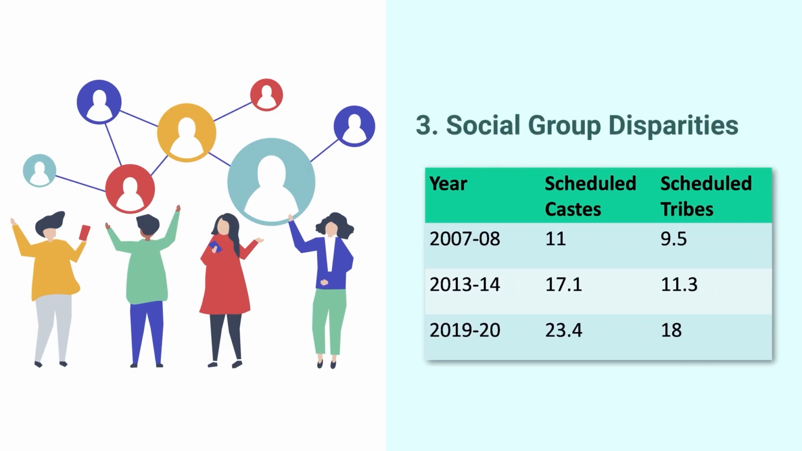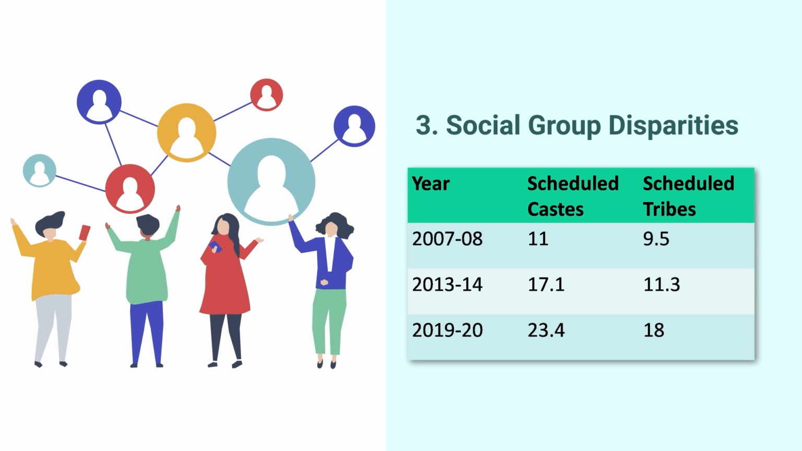If you look at the spread of higher education among the social groups, particularly the socially disadvantaged groups like scheduled castes, scheduled tribes, you find the numbers are still very low. For scheduled castes, it's 23.4%. For scheduled tribes, it is 18%. But we can see that they are also increasing over time. I think they're not static, but we can find there is a kind of a shift.